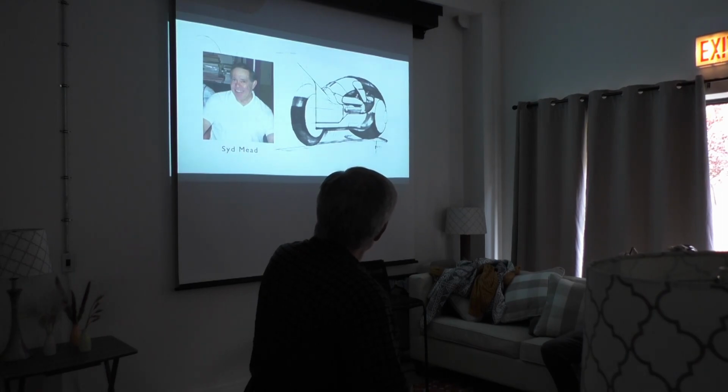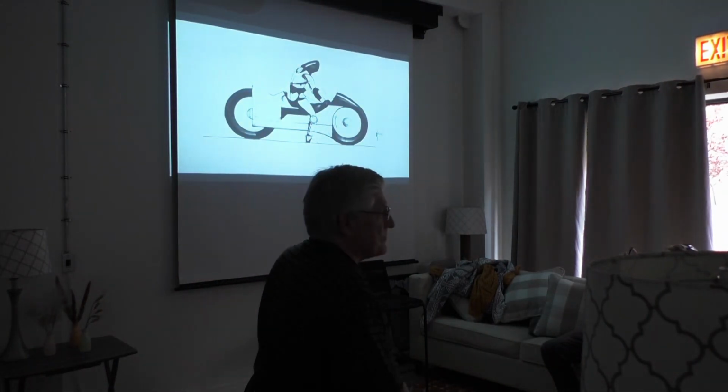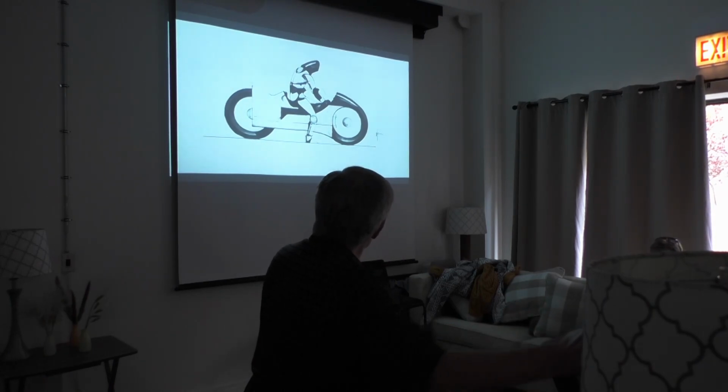Bill, is it okay if we take pictures? Yeah, you can take, there's nothing in here that's, everything's cool. So anyway, these are some of Sid's earlier pictures. You can see Sid signed every single drawing he did.